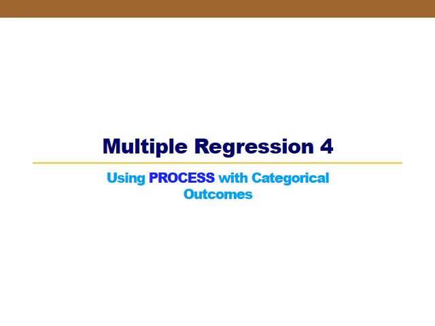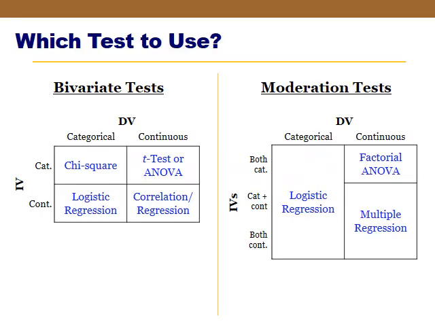our outcome is categorical. So here's our big chart of all the tests that we've learned again and all the situations that we might have to deal with. We've now covered this entire box over here. So we can use PROCESS and use regression to test for interactions between two continuous predictors or an interaction between a categorical predictor and a continuous predictor when our outcome is continuous. But the good news is we can also use PROCESS regardless of what our predictors look like. We can also use PROCESS when our outcome is categorical, which we'll see today.